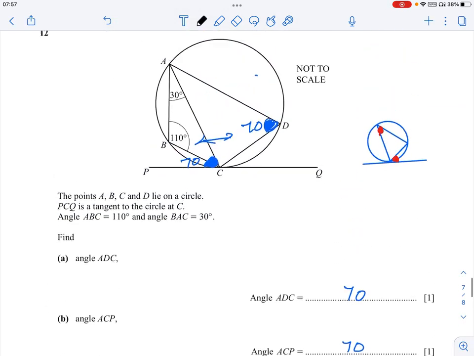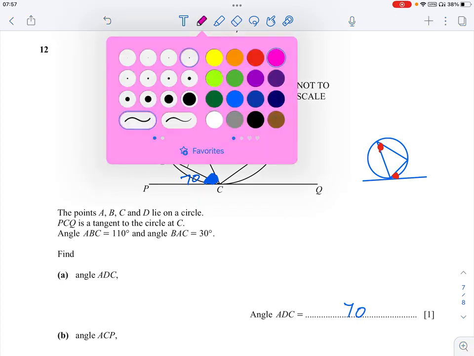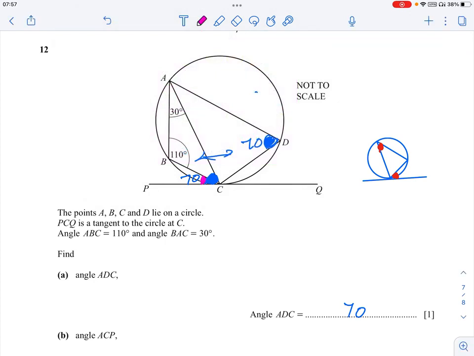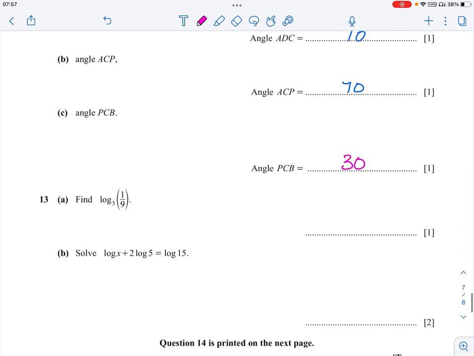Then angle PCB is asking us to find it out. Angle PCB. This time I am going to take this angle between the chord and the tangent is equal to the angle in the alternate segment over here. So it's going to be 30 degrees.